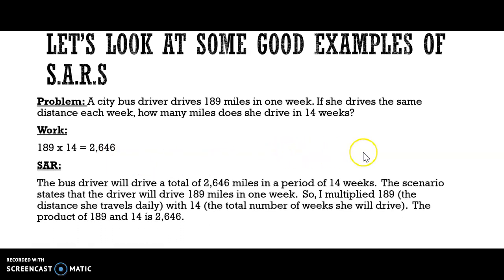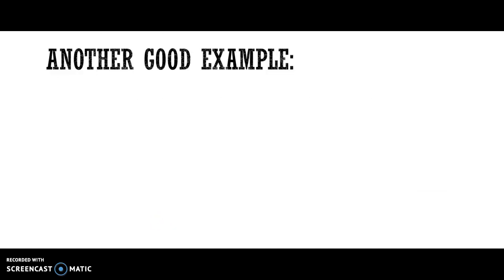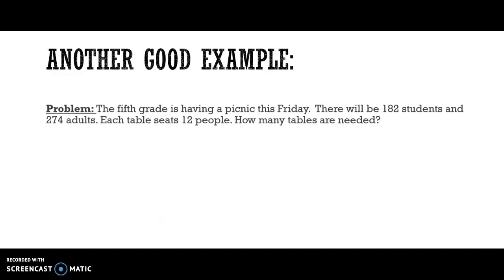So here's an example of the SAR. The bus driver will drive a total of 2,646 miles in a period of 14 weeks. The scenario states that the driver will drive 189 miles in 1 week. So I multiplied 189, the distance she travels weekly, with 14, the total number of weeks she'll drive. The product of 189 and 14 is 2,646.